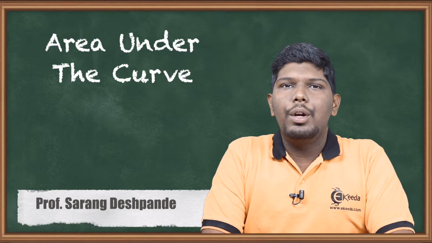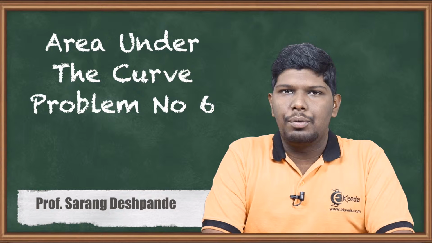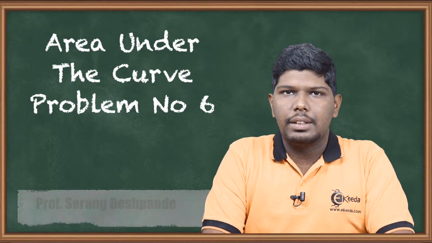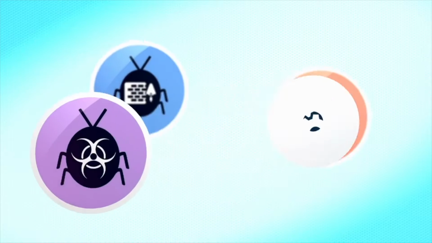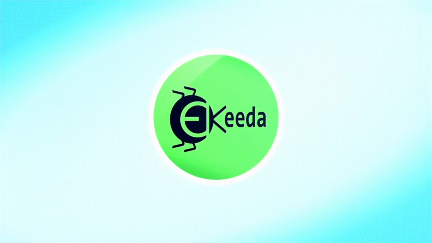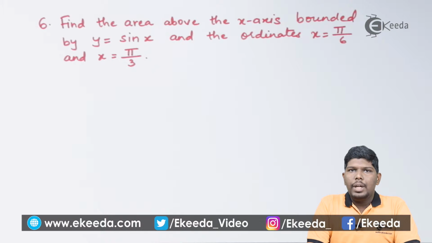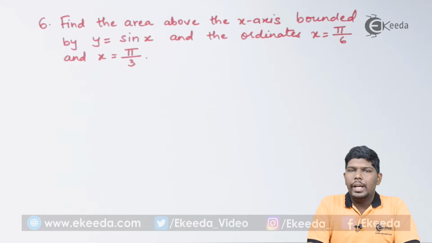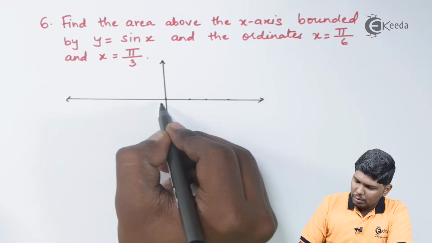Hello friends, in this video we are going to see one more problem which is based on area under the curve. Let us start with problem number 6. Find the area above the x-axis bounded by the curve y is equal to sin x, and the ordinates x is equal to pi by 6 to x is equal to pi by 3. So first in this case we will draw the graph of y is equal to sin x.